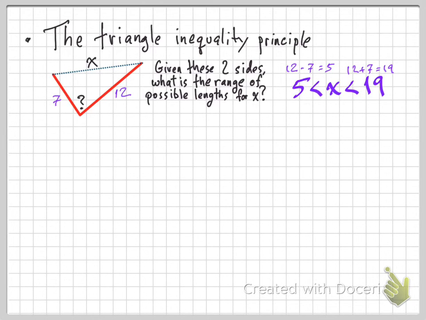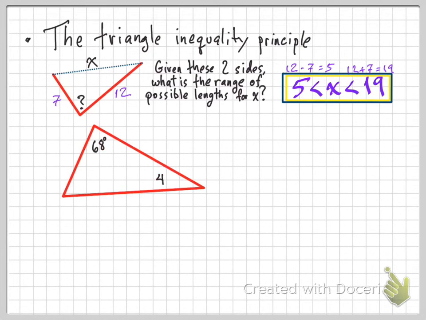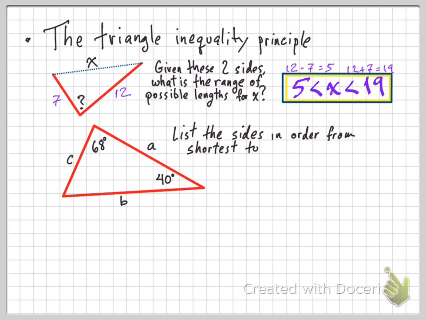You might also see a question like this, where if you have a triangle with two angles given, perhaps I might ask you to list the sides of this triangle in order from shortest to longest. And if you remember, the shortest side is always opposite the smallest angle, and the longest side is always opposite the biggest angle. That's part of the triangle inequality principle. So you can see that we only know two angles here, so we have to figure out what is that third angle before we can really finish off this problem.